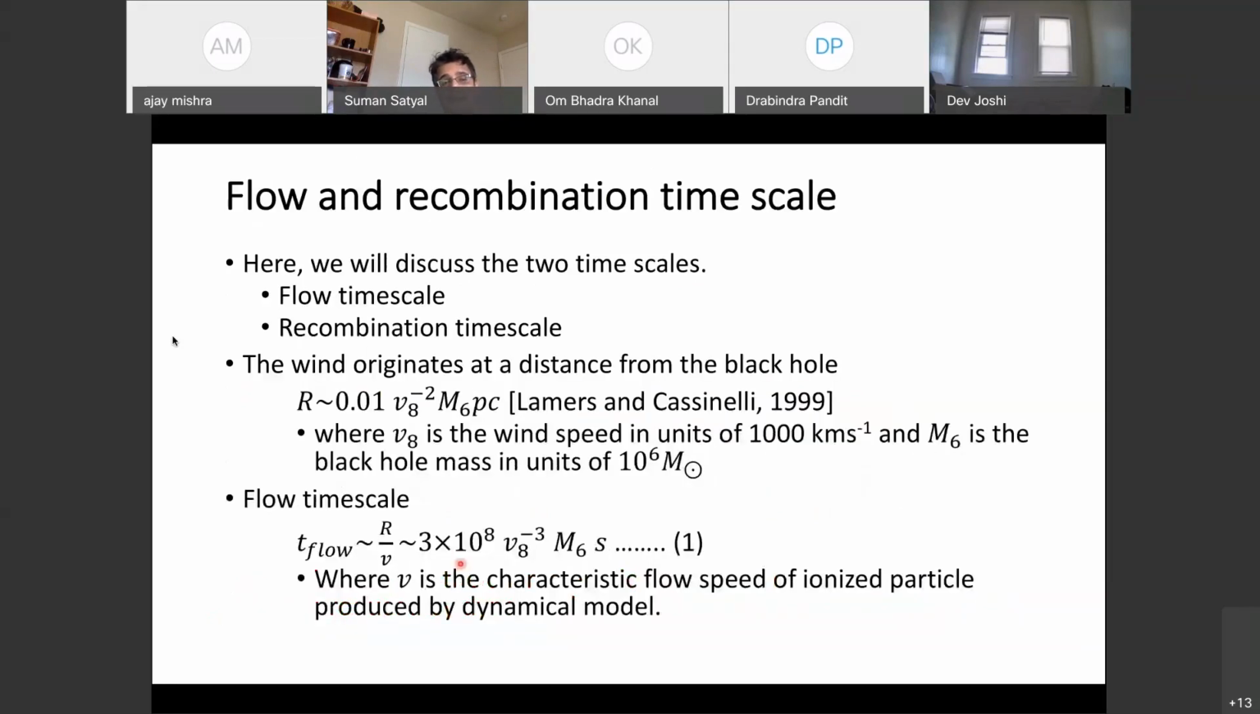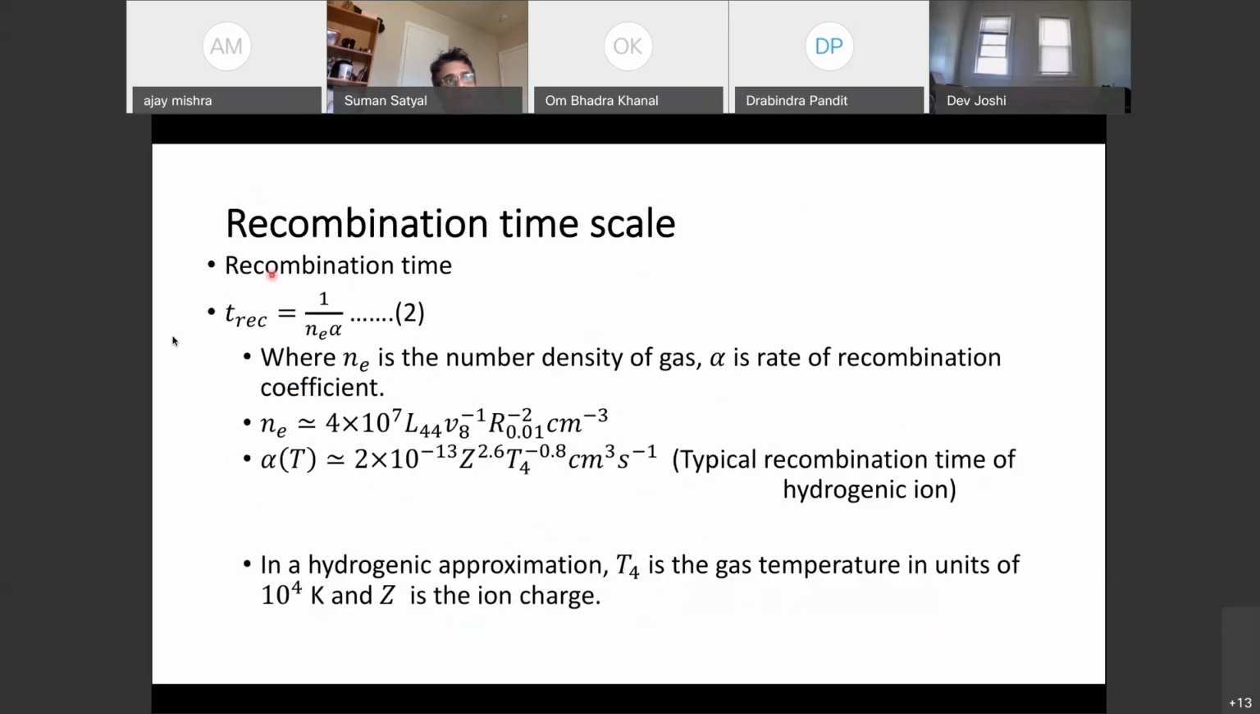There are two important time scales. Number one, flow time scale, and number two, recombination time scale. The flow time scale is given by equation number one, where V8 is the wind speed in the unit of 1000 kilometers per second, and M6 is the black hole mass in the unit of 10^6 solar mass. The recombination time scale is the inverse of the recombination rate and is given by equation number two. If we plot the flow time scale and recombination time scale at different distances from the central black hole, we get something like this.